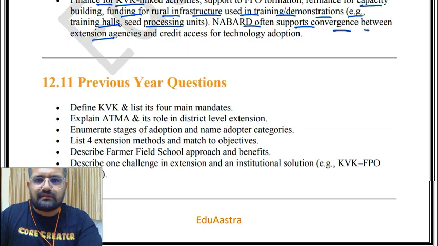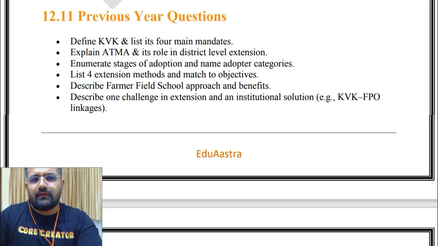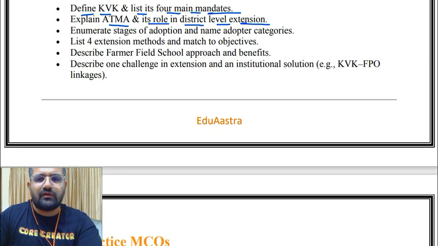Then some of the previous year questions taken from phase 1, phase 2, which are very important for your phase 1. Define KVK and list its 4 main mandates. Explain ATMA and its role in district level extension. Enumerate stages of adoption and name adopter categories. List 4 extension methods and match to objectives.